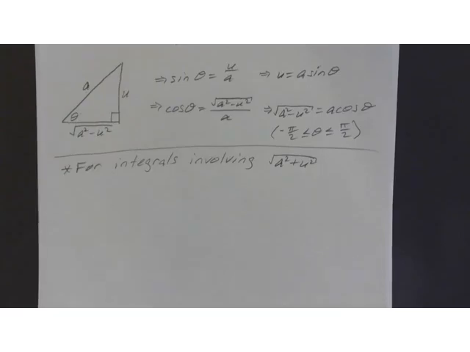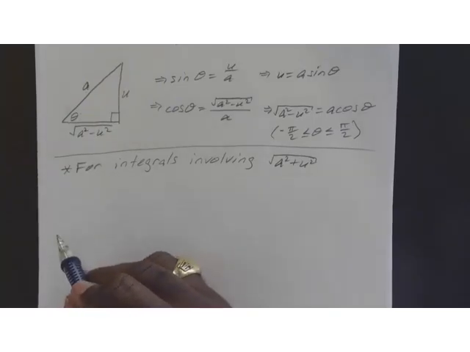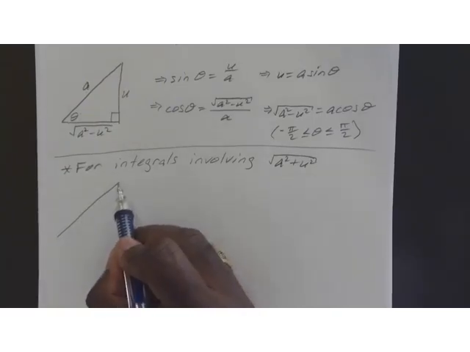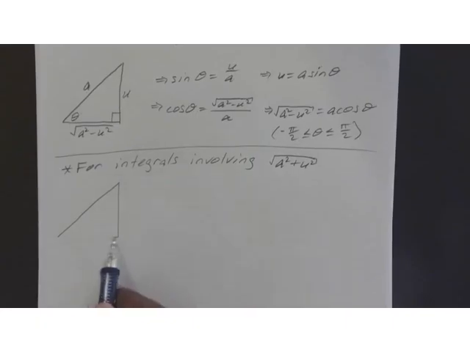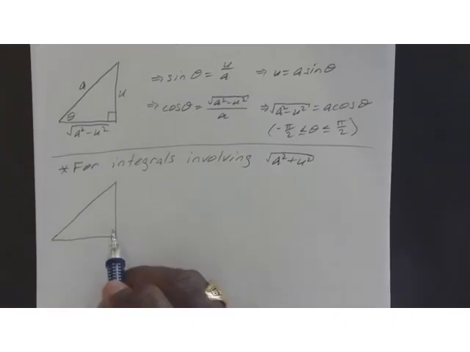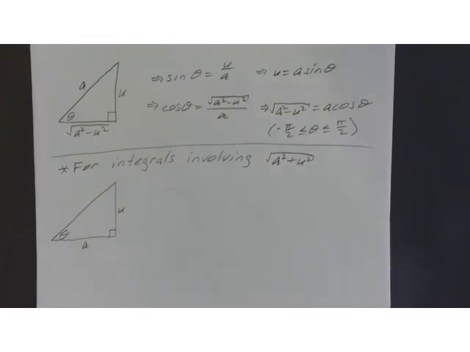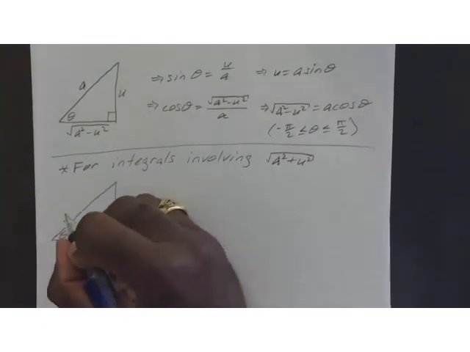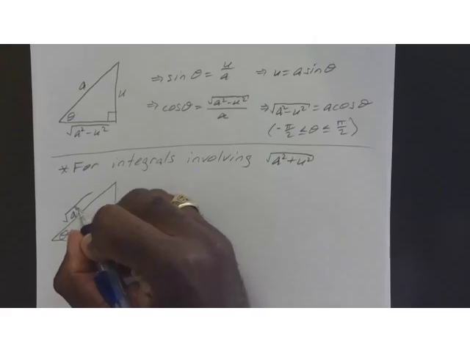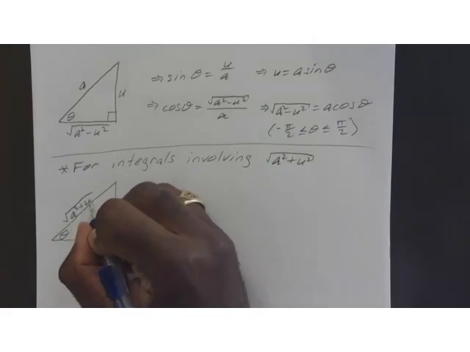A squared plus u squared, and that square root, we're going to use the right triangle, where this is our theta. So we have a and u, and we use the Pythagorean theorem, that's the square root of a squared plus u squared.